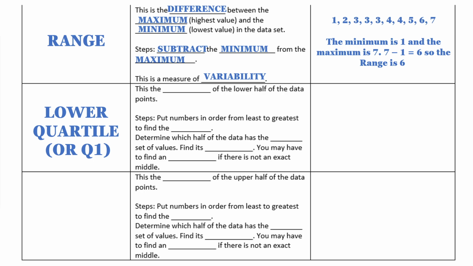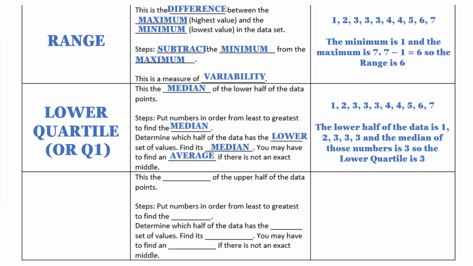Lower quartile, or Q1, is one of the box plot specific vocabulary words that we need to know. And this is the median of the lower half of our data points. So we're going to put the numbers in order from least to greatest, just like we've done, and find the median. We have to find the original median so that we can split them into halves. Once you've split them into halves, you're going to figure out which one has the lower set of values, and then find its median. And you may have to find an average if it's not an exact middle.